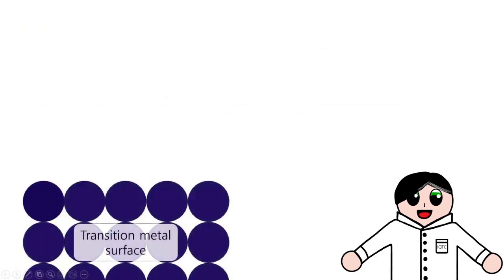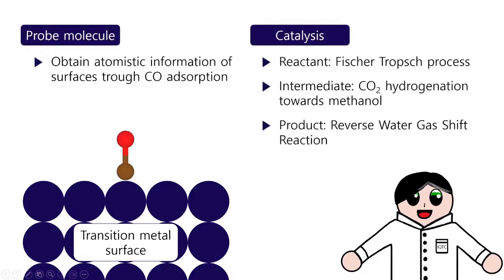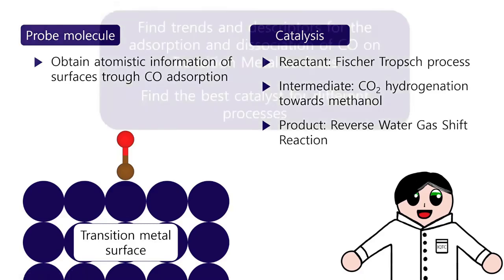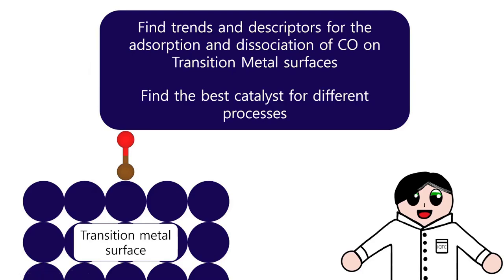Let's start talking about the interaction of the CO molecule with transition metal surfaces. This interaction is widely studied since it appears in a lot of different catalytic processes. Furthermore, this interaction also helps to obtain atomistic information of the surface thanks to the properties of the CO molecule. It's because of this importance that this paper aims to find trends and descriptors for the adsorption and dissociation of the CO molecule on these different transition metal surfaces and to find which of them can have the best activity as a catalyst in different processes.